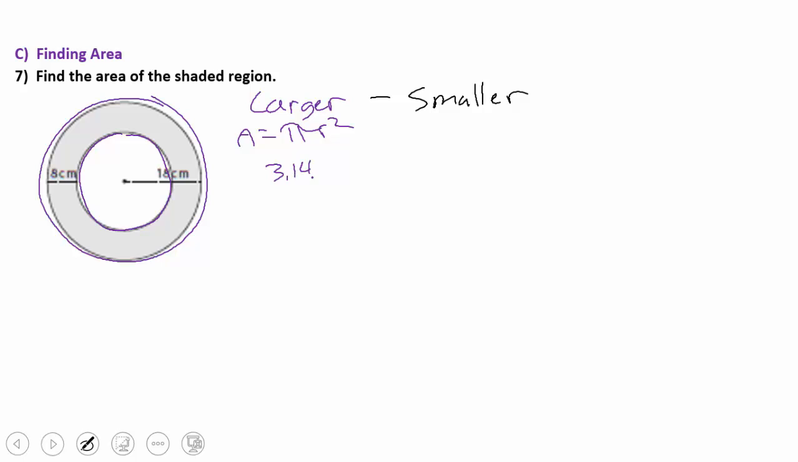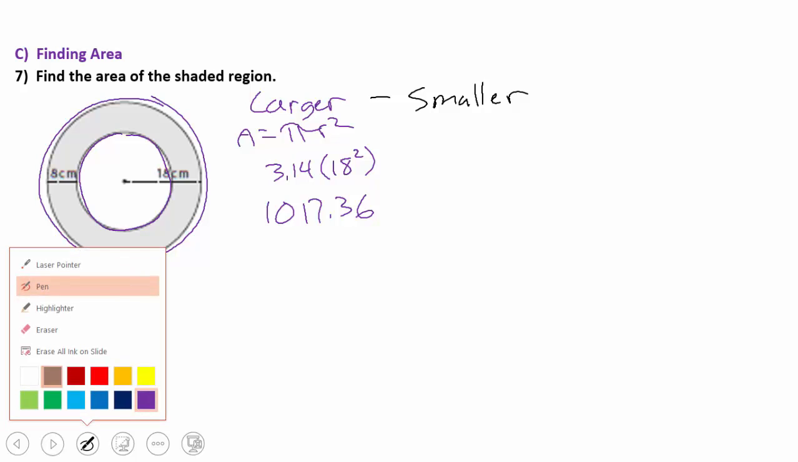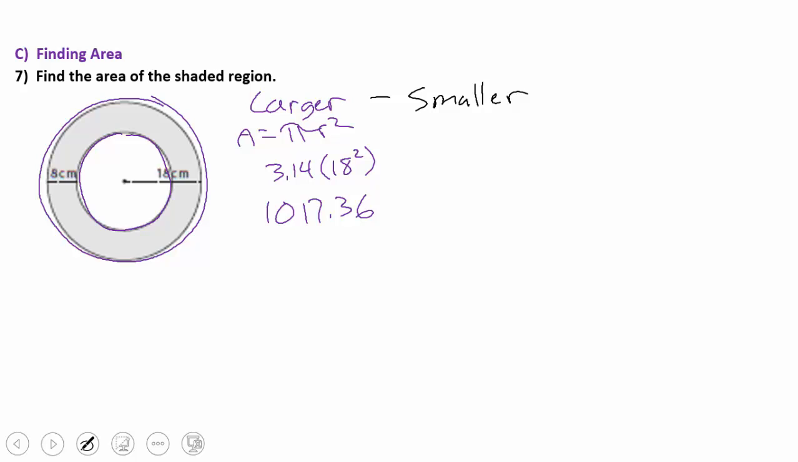So 3.14 times 18 squared. And when you do that math, you get 1,017.36. And of course, that would be centimeters squared. We'll put that on at the end. And now we want to subtract from that the smaller circle. So we have to figure out what is the radius of the smaller circle.